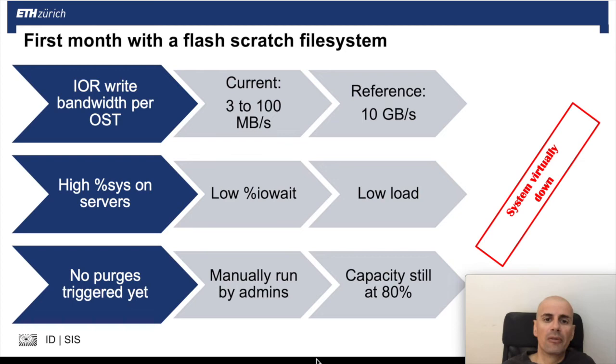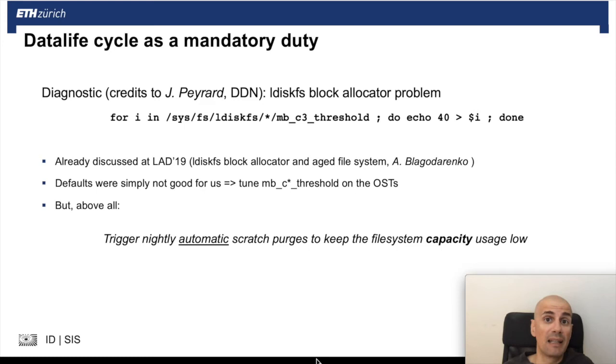What happened is simply something that has already been discussed in other LAD editions, which is a problem with the LDiskFS block allocator. So Johann Peyrard, our support expert from DDN, actually gave us the right hint after lots of looking here and there and trying to find the source of the problem. He said, why don't you just try to tune the threshold for the block allocator and see what it does to the system? Usually this C3 level threshold is set to 5, which means that it will kick in when we have only 5% of the file system available for new data.